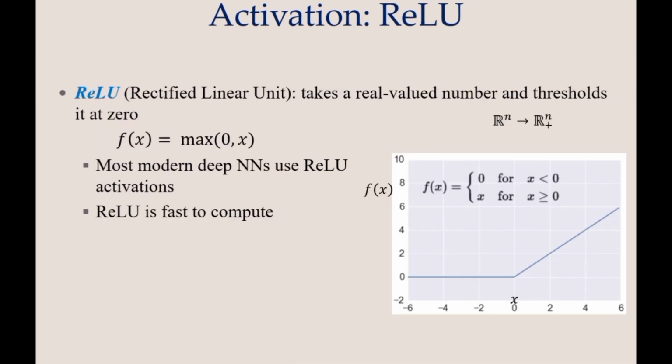And the next one is rectified linear unit. It takes a real valued number and thresholds it at 0. So f of x is defined by maximum of 0 comma x. Most modern deep neural networks use this type of activation because it is very fast to compute compared to the previous activations, sigmoid and tanh, and it simply thresholds a matrix at 0. It accelerates the convergence of gradient descent and it prevents the gradient vanishing problem.